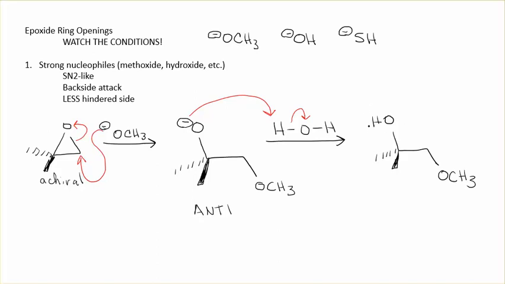So this is the oxygen that was part of the epoxide ring. This OCH3 was the nucleophile that came in, and this is in the anti-configuration. Let me do another one that actually has some stereochemistry so we can see it. So let me just get a blank slide in here so we can show you what I'm talking about there.